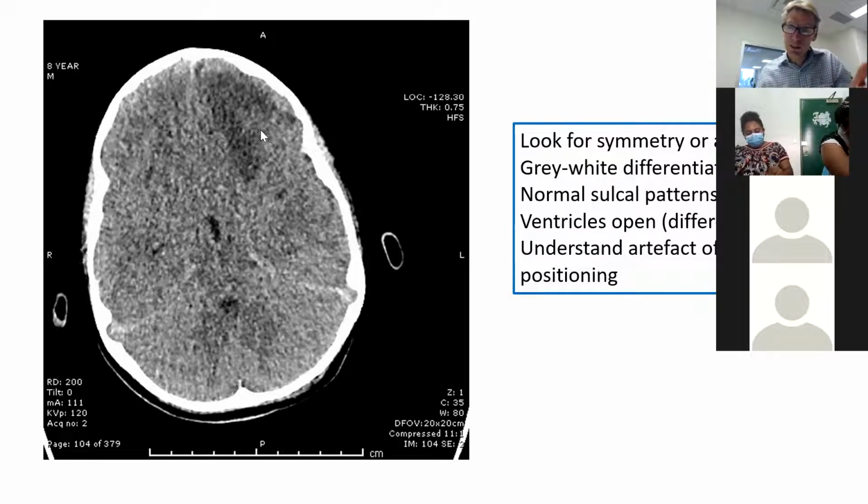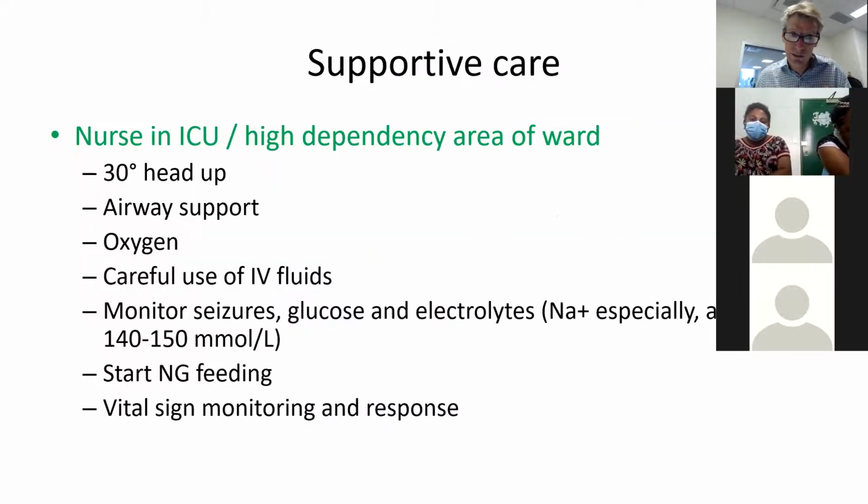And this child, as I said, would look very much like the other one, couldn't move the right side and had frontal headaches. So when you're looking at a CT scan, you look for symmetry or asymmetry. I won't go too much into CT scans, but I think it's just useful for us to know the basics of how to read CT scans. All right.